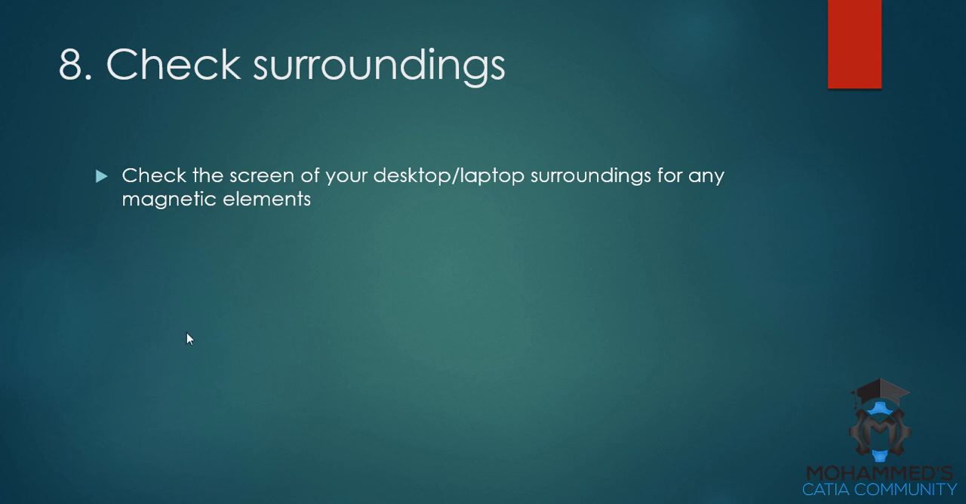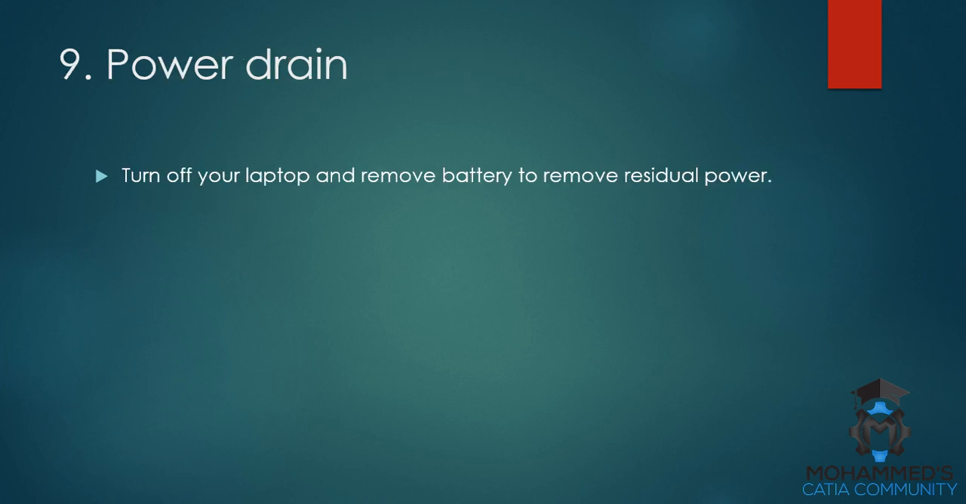Now, coming to the next step, check the surroundings. This is really important. Even in my case, I had a magnetic whiteboard duster. So just check if there is anything magnetic around your screen. If there is, you'll have to remove it immediately, keep your computer off for some time, and then turn it on and see if it works.